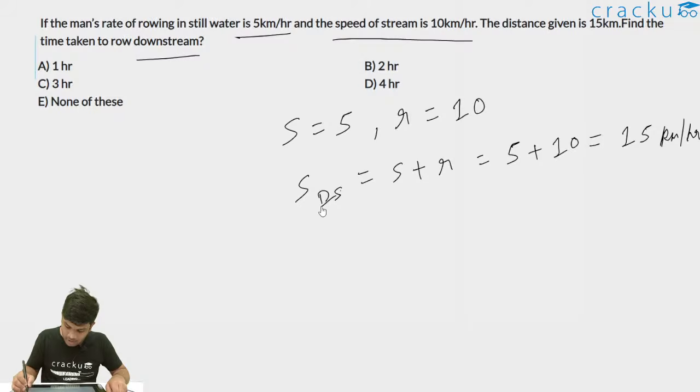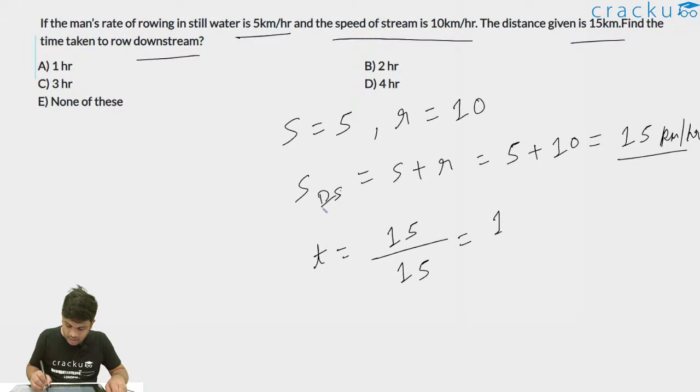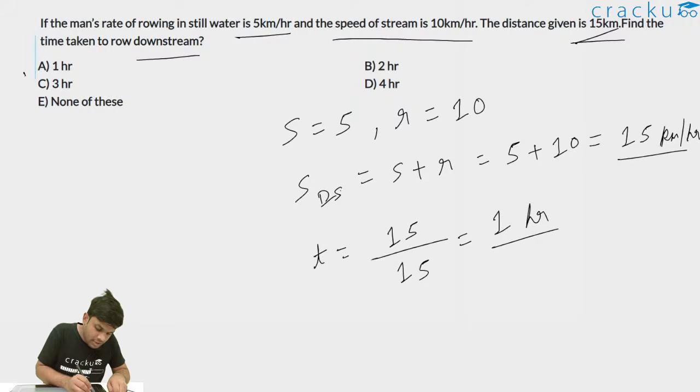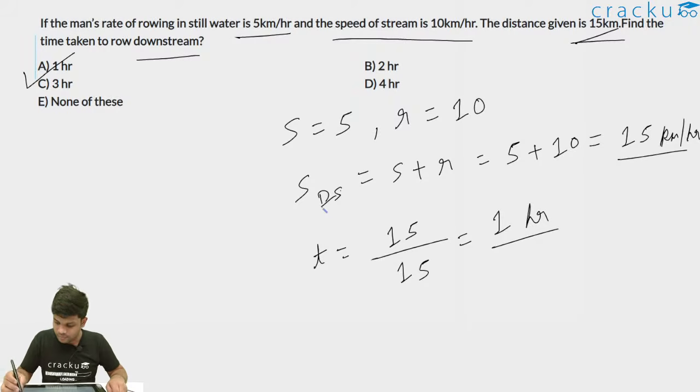Kilometer per hour. This is the downstream speed, and the man has to cover 15 kilometer. So time taken will be distance, which is 15, by speed, which is also 15 kilometer per hour. So you will get time as 1 hour. So that means the man will take 1 hour to cover 15 kilometer downstream. So the answer is option number A, which is 1 hour.